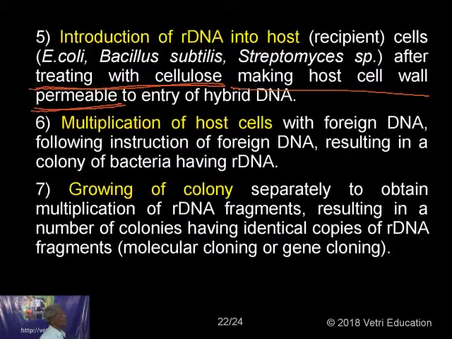Multiplication of host cells with the foreign DNA following introduction of the foreign DNA, resulting in a colony of bacteria having the recombinant DNA or rDNA. Then the last one is growing of a colony separately to obtain multiplication of rDNA fragments, resulting in a number of colonies having identical copies of rDNA fragments. See, once a colony is a producer, all the members of the colony will be exactly identical because it is just taking place by cell division.